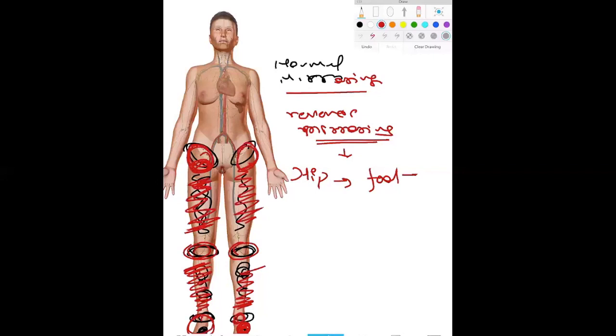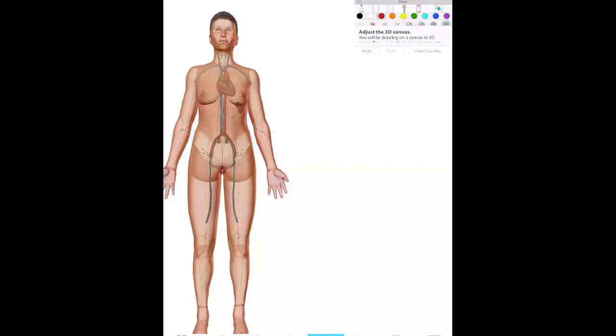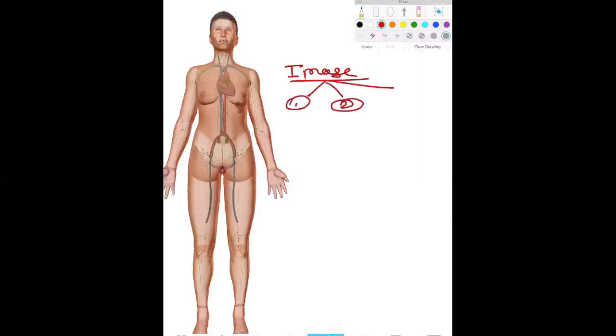So this is the first concept of Master Tung. The first criterion of Master Tung is called image correspondence. And as per the image correspondence, Master Tung has divided this image correspondence in three parts. One, two, three. What are the three parts?